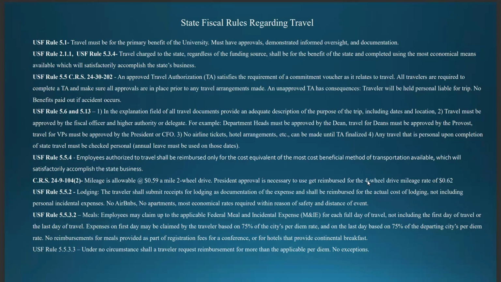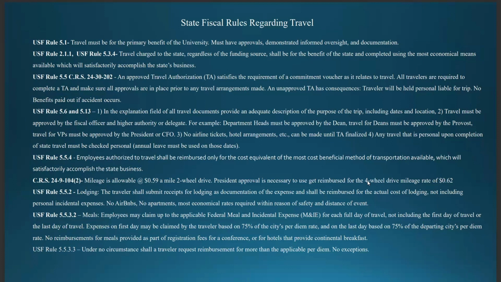Travelers can be held personally liable for the entire trip, and no benefits are paid out if an accident occurs. That's a big one. That's very important. So God forbid something happens, you get into a car accident, somebody passes, any of that stuff, your beneficiaries will not get your life insurance. And the university will not pay any damages if your TA isn't final. So please make sure your TA is final before you leave the university.